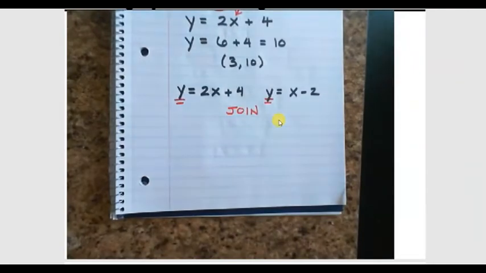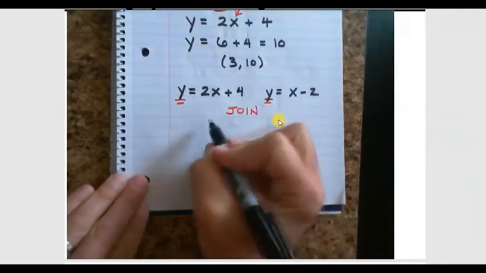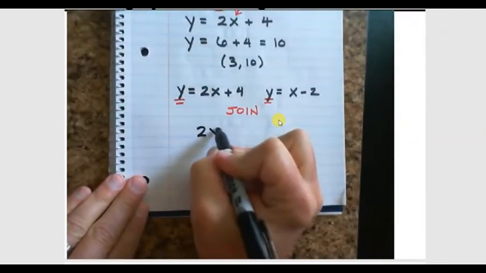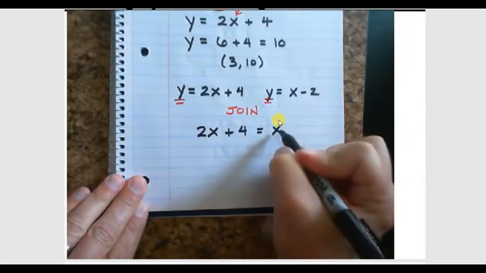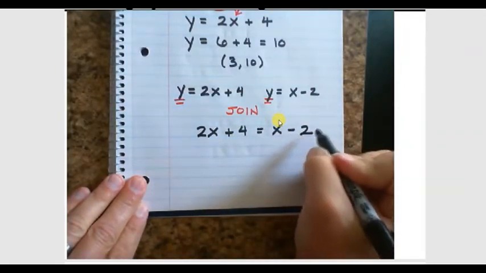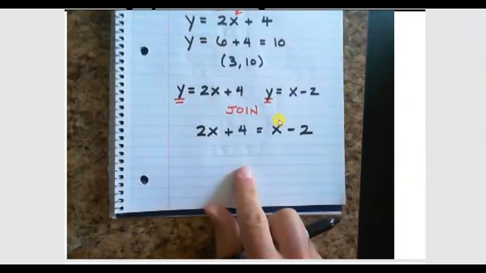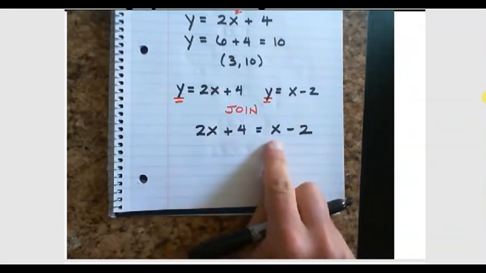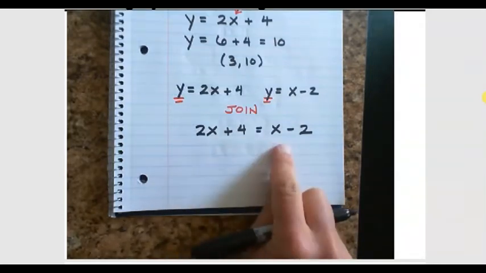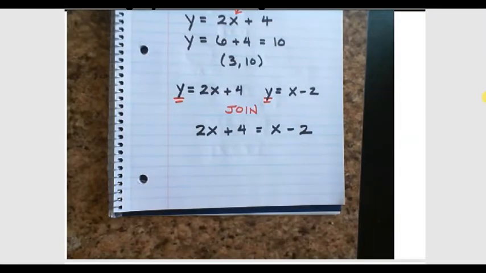So here they are joining together. 2x plus 4 equals x minus 2. I have joined them together. Now I'm going to solve this and find the x value. This is what you did yesterday. We're going to solve it and find the x.